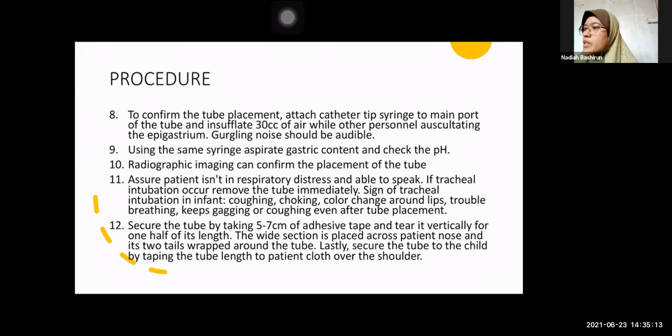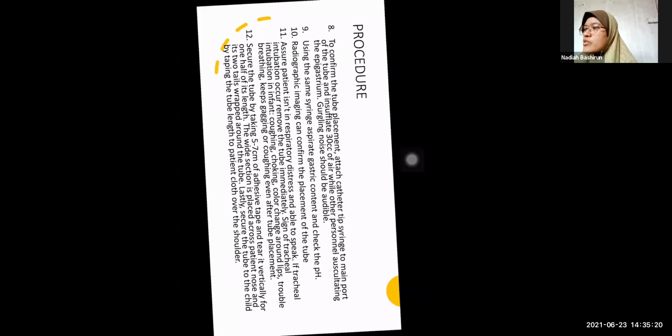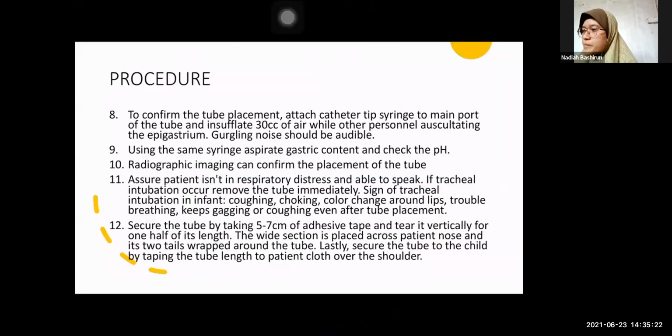And then using the same syringe, we can aspirate the gastric contents and check the pH to confirm the placement of the tube. Radiographic imaging can also be used to confirm the placement of the tube. And then we must ensure that the patient isn't in respiratory distress and is able to speak. If tracheal intubation occurs, we must remove the tube immediately.